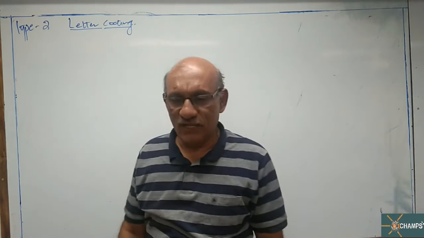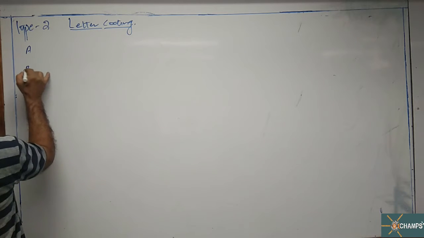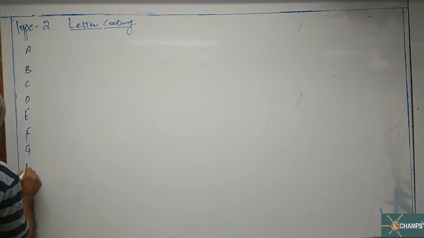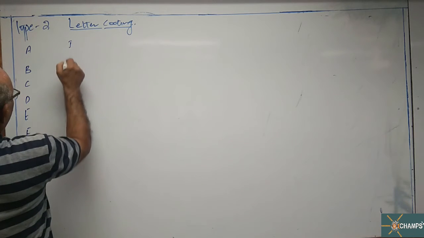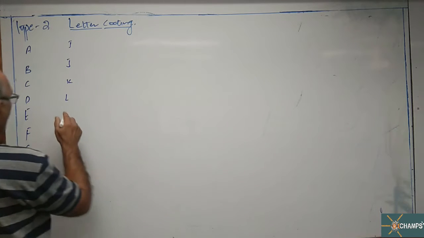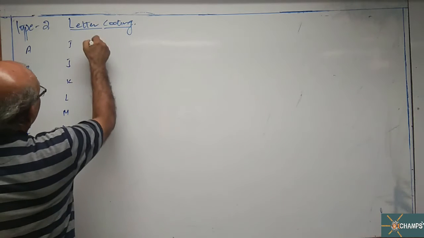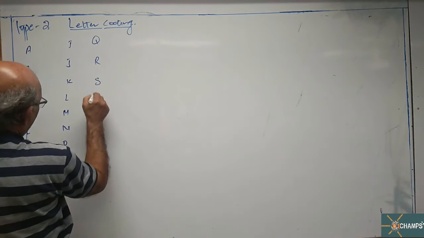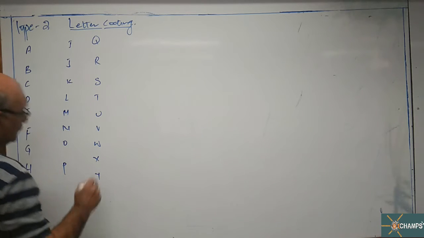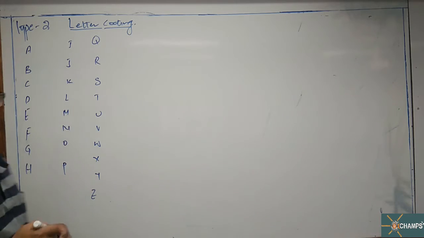For this, you have to remember the alphabet. Let us see, sir. A, B, C, D, E, F, G, H, I, J, K, L, M, N, O, P, Q, R, S, T, U, V, W, X, Y, Z. This way you have to take it, or I'll write it in another way.